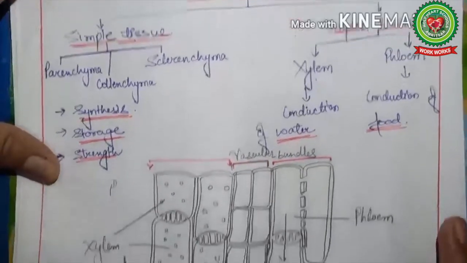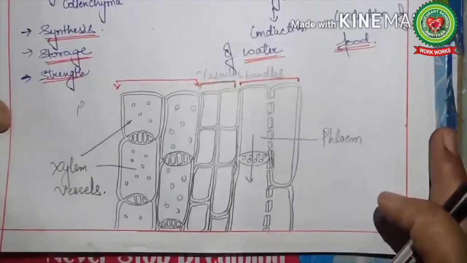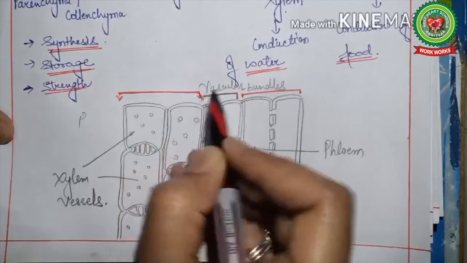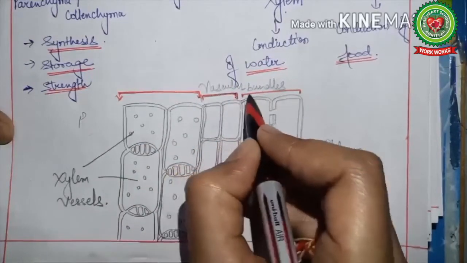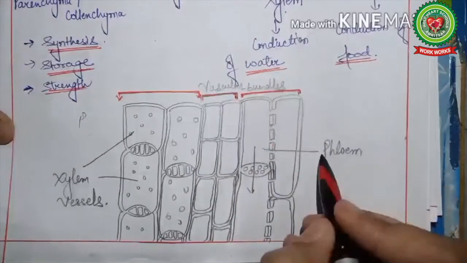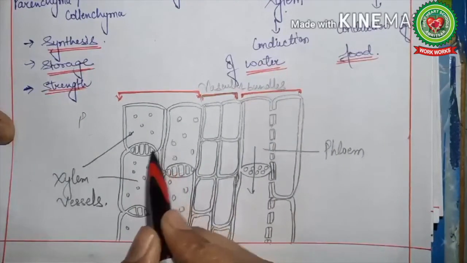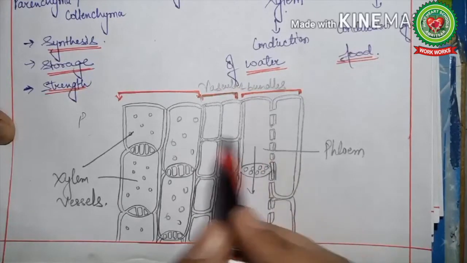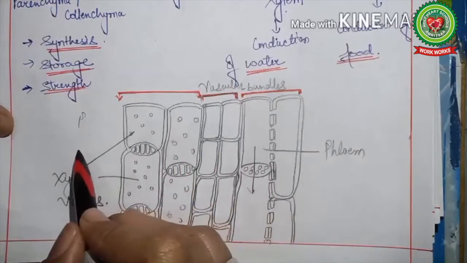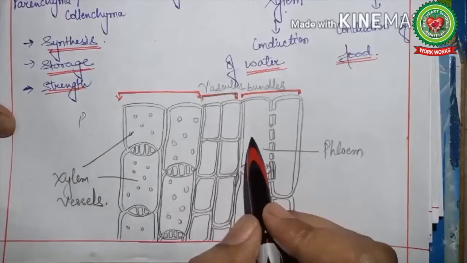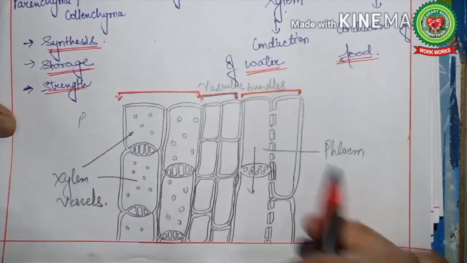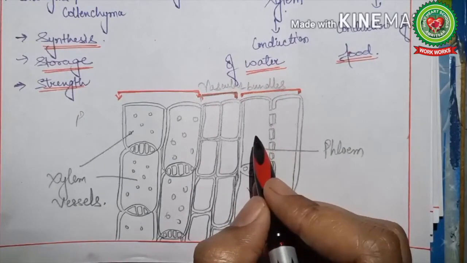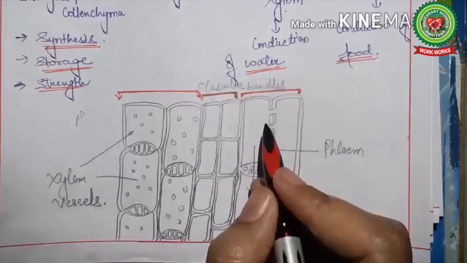You can see here in this diagram, this part represents xylem, this part represents cambium, and this represents phloem. This is xylem, xylem vessels, this is cambium, and this is phloem. Xylem is always towards the center of the stem or root, and phloem is always towards the outer side. Now we will discuss phloem in detail, its various elements, structures and functions.